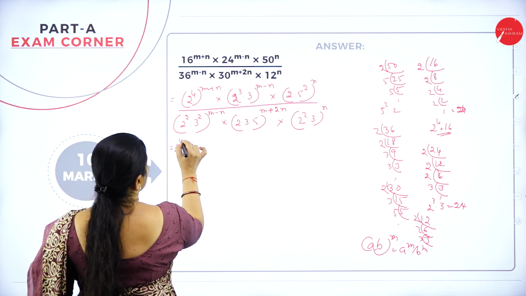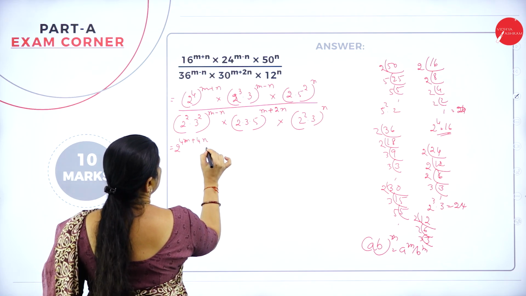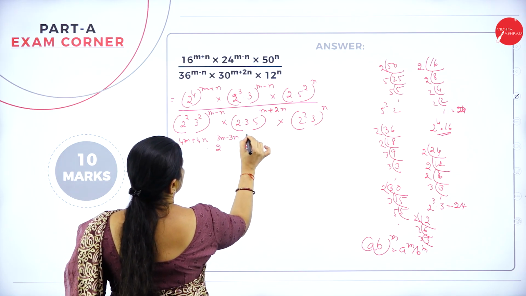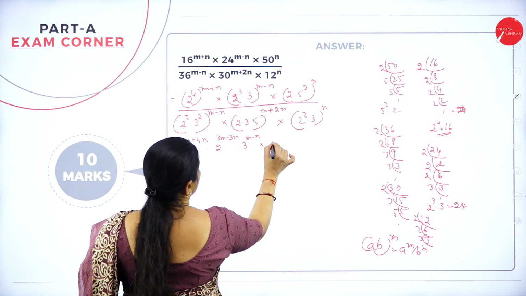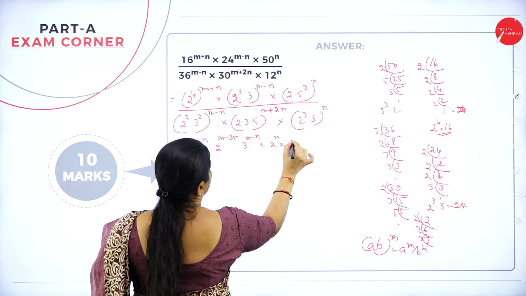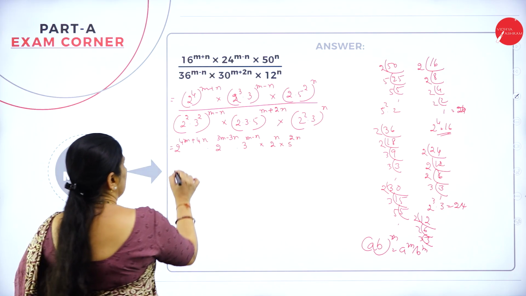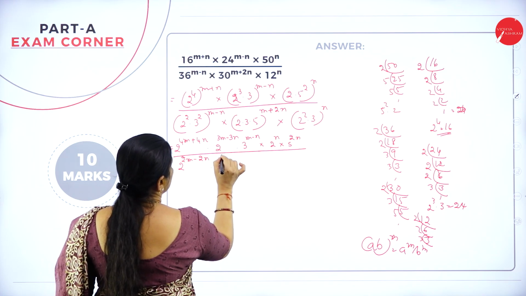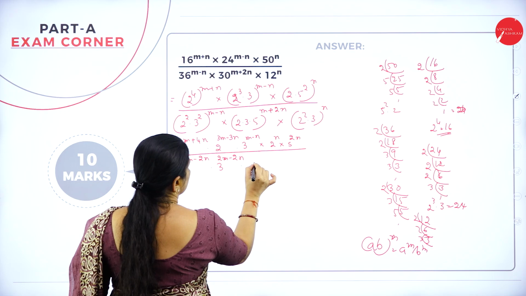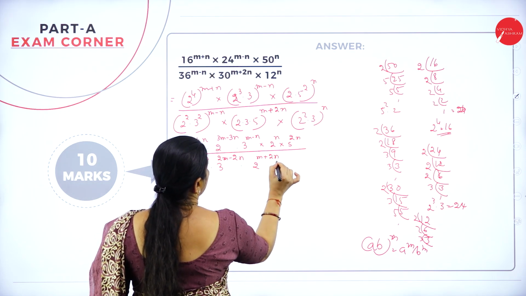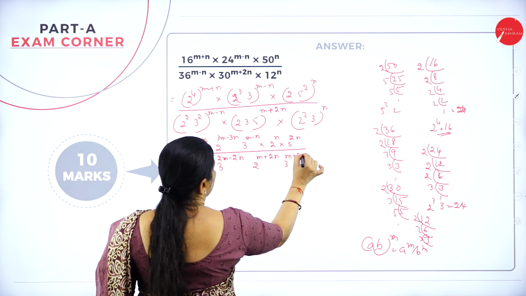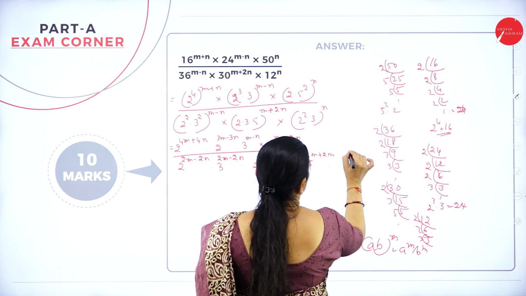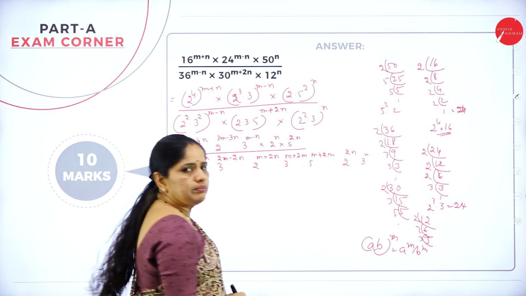So, this will be equal to 2 to the power of 4m plus 4n into 2 to the power of 3m minus 3n into 3 to the power of m minus n into 2 to the power of n into 5 to the power of 2n, whole over 2 to the power of 2m minus 2n into 3 to the power of 2m minus 2n into 2 to the power of m plus 2n, 3 to the power of m plus 2n, 5 to the power of m plus 2n into 2 to the power of 2n into 3 to the power n.